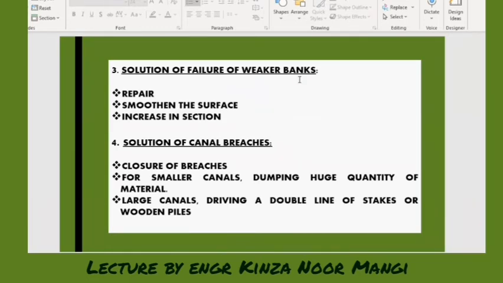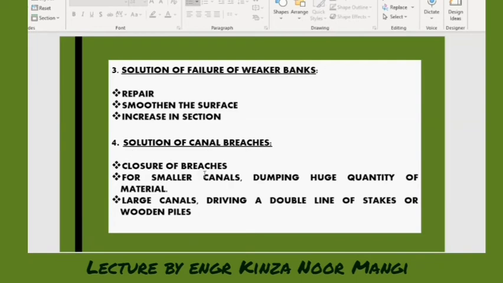if the banks are becoming weaker, then we can carry out the silting process by reducing the velocity and allowing the water to let the suspended particles settle down. But a suitable entrance for the silt should be there, because we also have to keep time management in mind. So the silting process can be good in this case for the weaker banks. Then the fourth is the solution of the canal breaches.